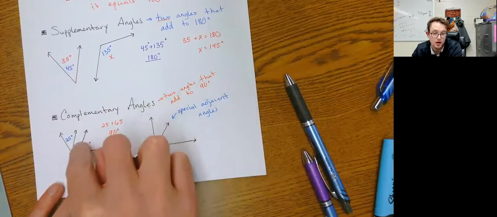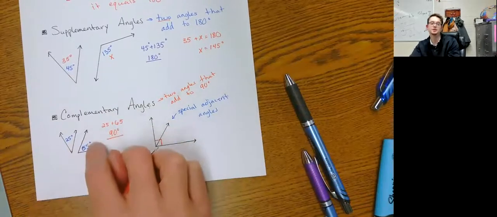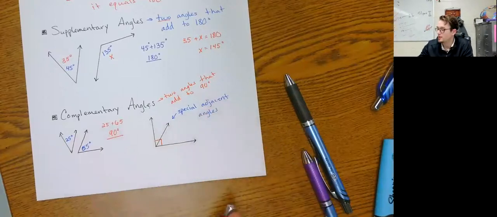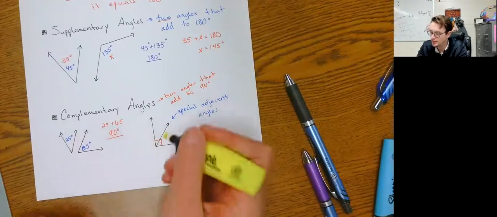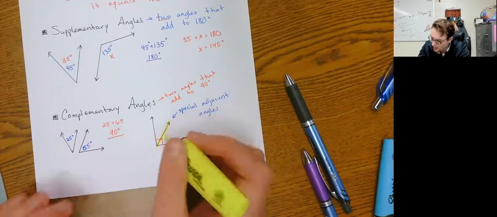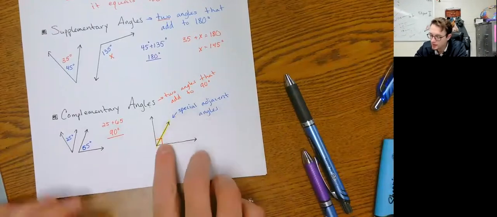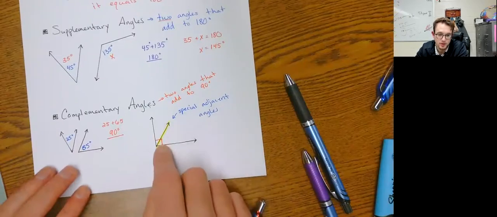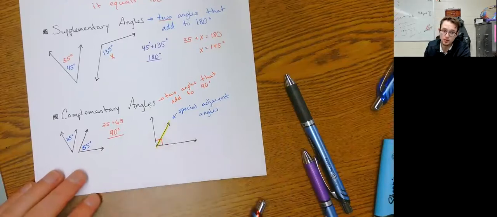So these are complementary. But we have this special case, right, where we have these adjacent angles again. And hopefully everybody knows what this little right square in the corner means. It means that this is a right angle. And a right angle is 90 degrees.